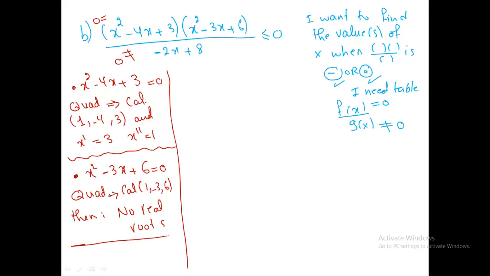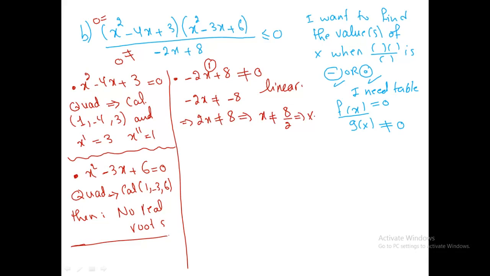Now I will go to the denominator. We have minus 2x plus 8 does not equal 0. It is linear. When we have linear, that means first degree, we will put x on one side and the numbers on the other side. This implies 2x does not equal 8, which implies x does not equal 8 over 2, which implies x does not equal 4. Now I have the following roots: 3, 1, here no roots, and here 4.